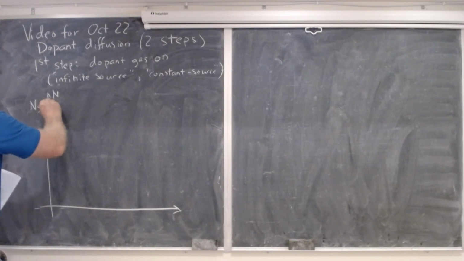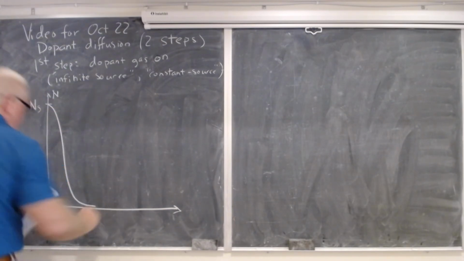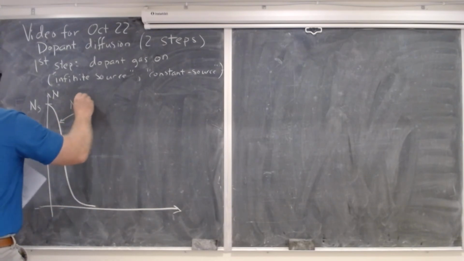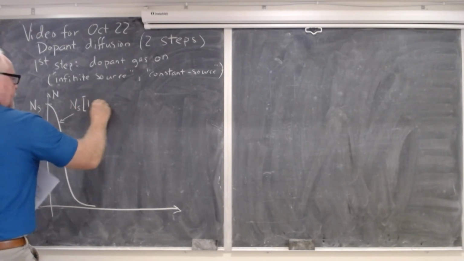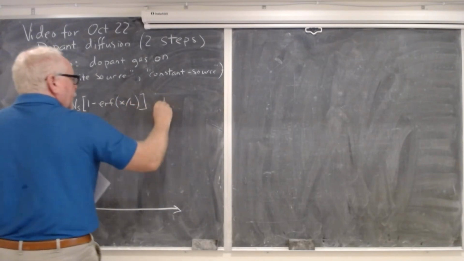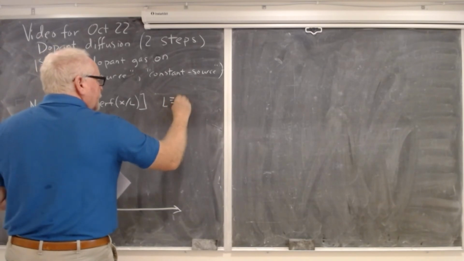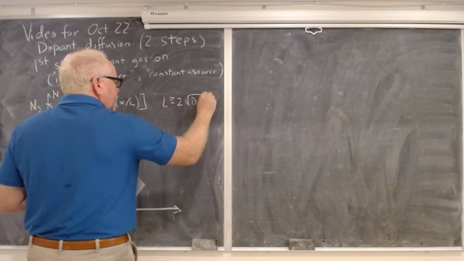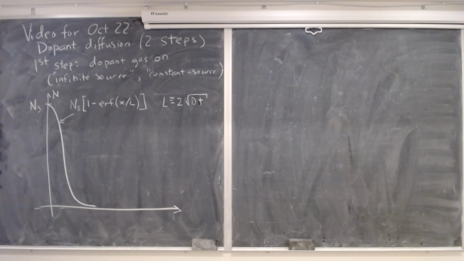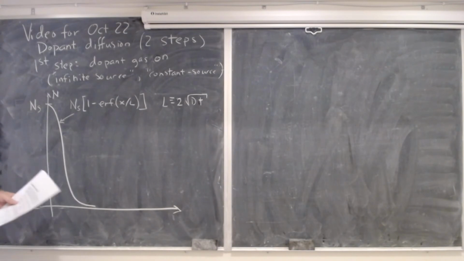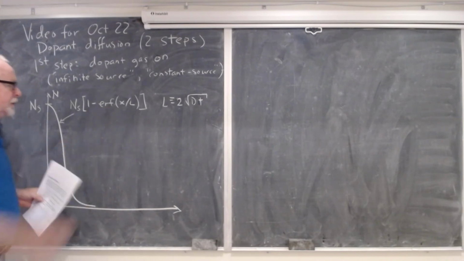NS, and basically it's that complementary error function, NS times 1 minus the error function of x over L, where L is defined to be 2 times the square root of Dt, and it's not so much a definition as an actual thing, it's the diffusion length. So that's pretty easy, really. It's an easy result. The error function is not friendly, in the sense that you don't know what it is until you look it up in the table.